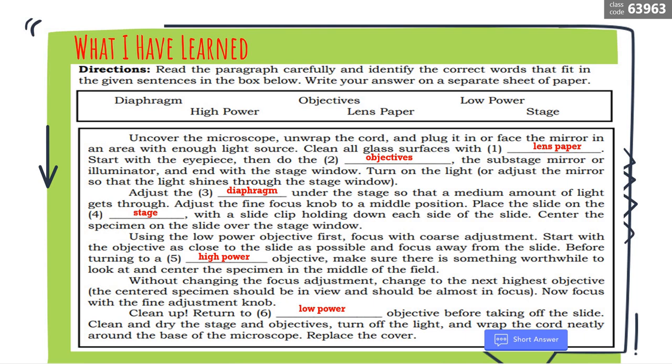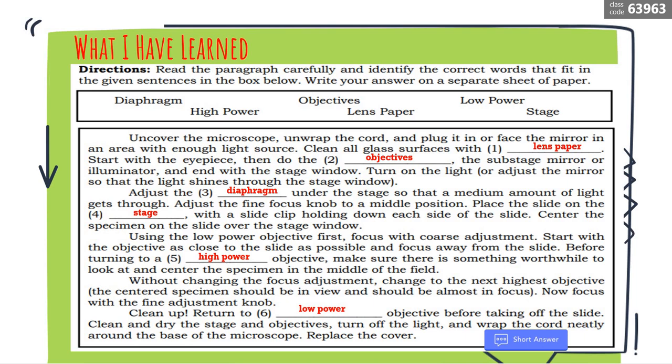So may I read? Uncover the microscope, unwrap the cord, and plug it in or face a mirror in an area with enough light source. Clean all glass surfaces with lens paper. Start with the eyepiece and do the objectives, substages, mirror, or illuminator, and end with the stage window. Turn on the light or adjust the mirror so that the light shines through the stage window. Adjust the diaphragm under the stage so that a medium amount of light gets through. Adjust the fine focus knobs to a middle position.